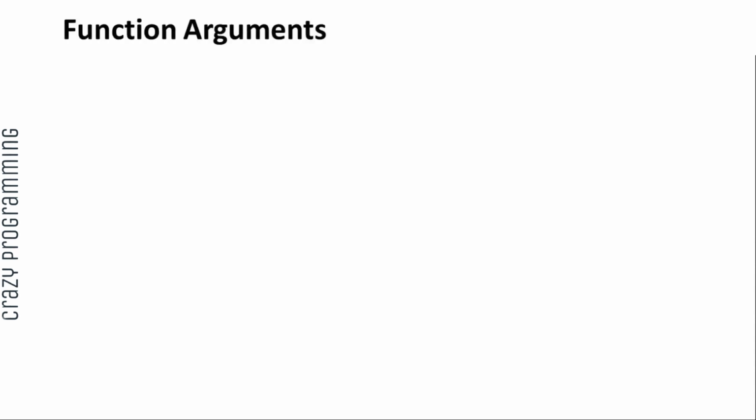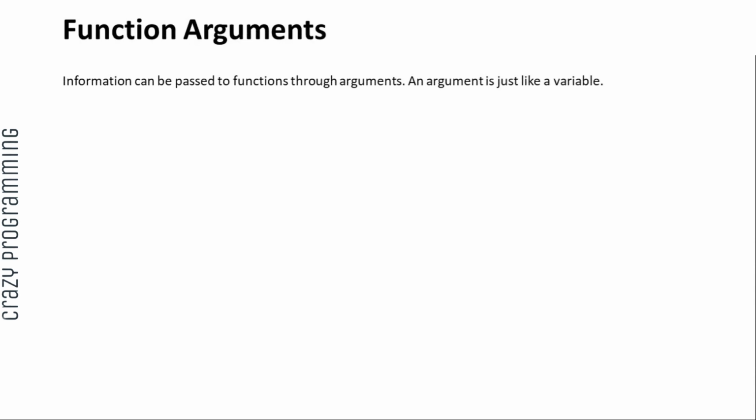So it's time for function arguments. And what is a function argument? Information can be passed to a function through arguments. An argument is just like a variable. Okay, so it's clear. Information can be passed to a function through arguments, and an argument is just like a variable. It's a very simple definition, which I chose for you guys.